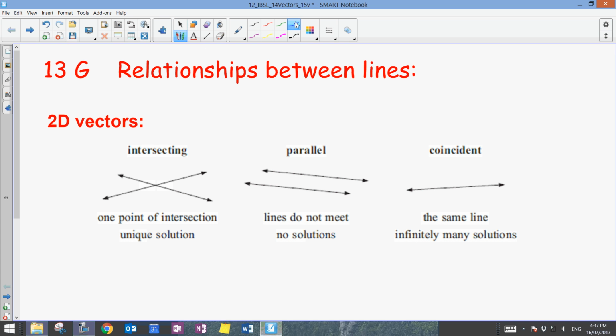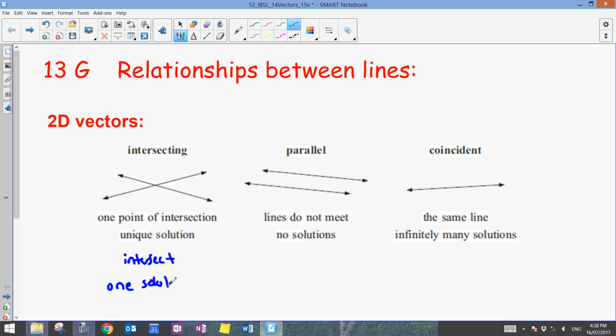So with our first example here, we've got two-dimensional vectors. So they're in one plane, and they could either intersect, again, or they could be parallel to each other, so no intersection, or coincidence, just being the same exact line. So they would have every single point in common. So with one point of intersection, yes, they would intersect. They would have one solution.